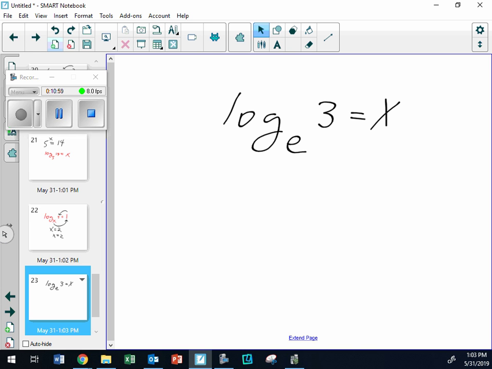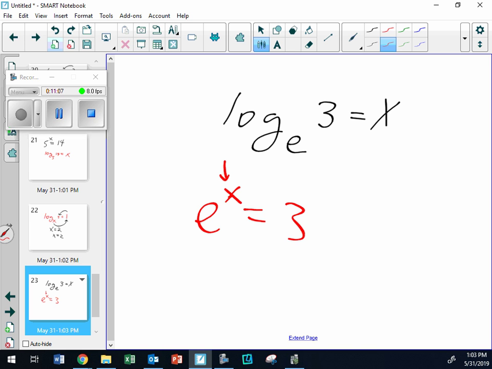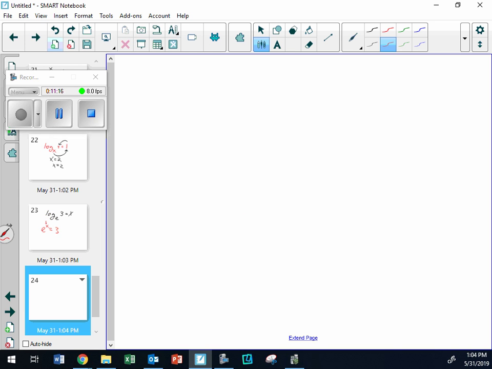1.09 blah, blah, blah. Well, what is that? That would be like this. e to the x equals 3. And 1.09 is apparently what you can put e to and get 3. Okay, so here's another way this kind of unwraps.